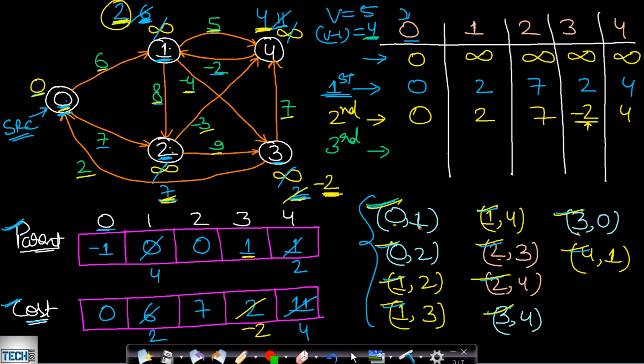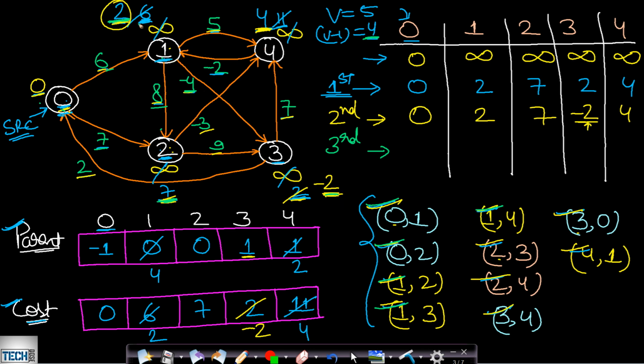We will start from this 0 1. So 0 1 is having cost 0 plus 6, which is 6. Lower cost is already present, we won't do anything. Similarly for this 0 2, cost will be 0 plus 7, already present cost is 7, won't do anything. For this 1 2, the cost will be 2 plus 8, which will be 10, it is already 7, won't do anything. For this 1 3, cost will be 2 plus minus 4, which will be minus 2, it is already minus 2, we won't do anything.